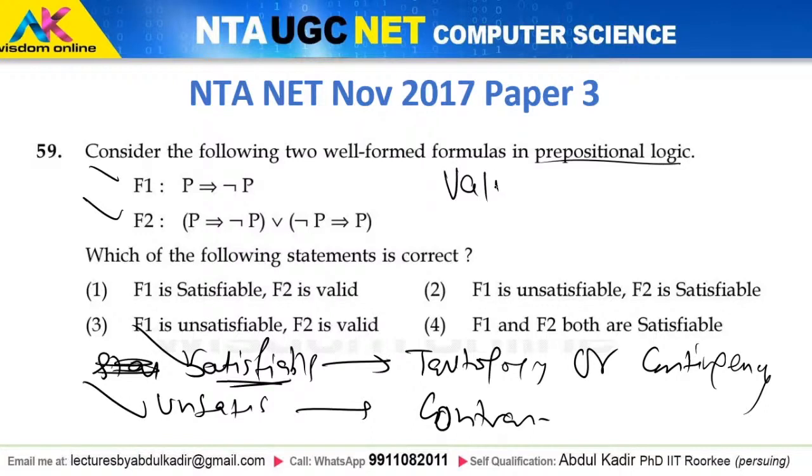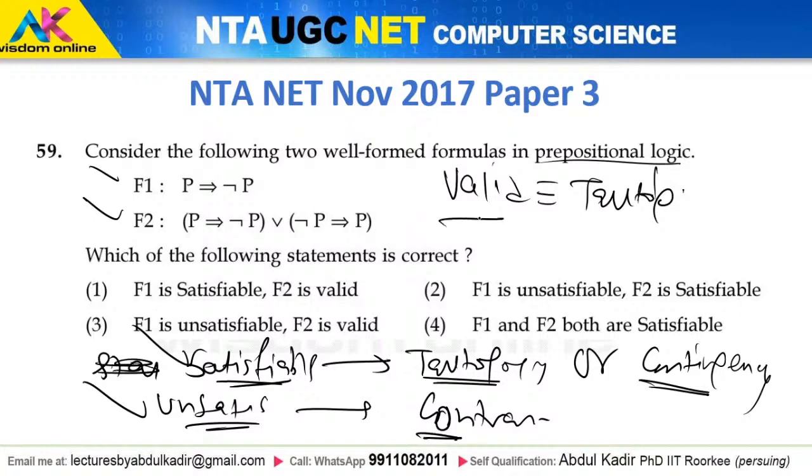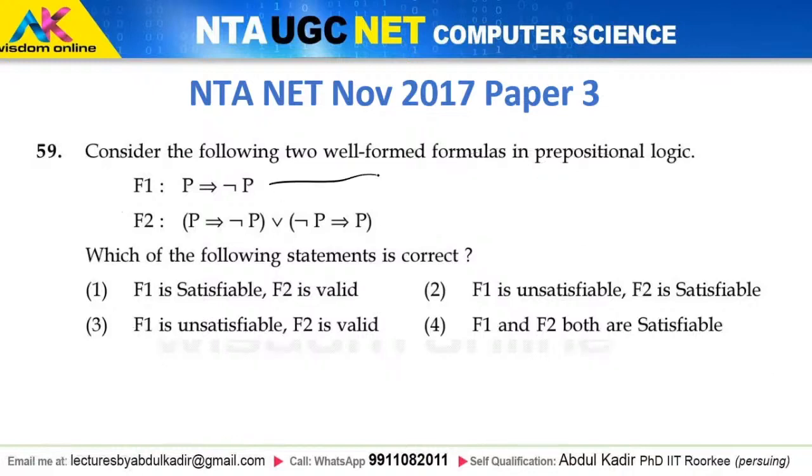Now what does valid mean? Valid means tautology. So remember this: satisfiable means either tautology or contingency. Unsatisfiable means contradiction. Valid means tautology, or you can say true. Valid, tautology, true. All these things are the same. Okay, so now let's see this statement F1.